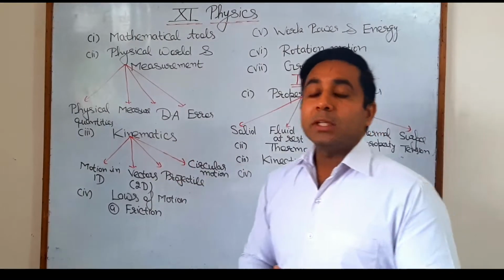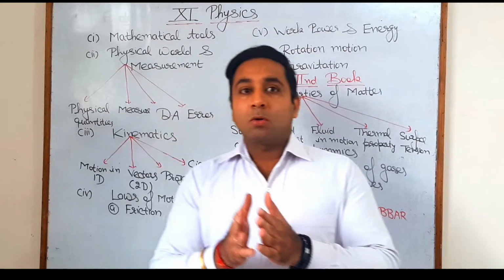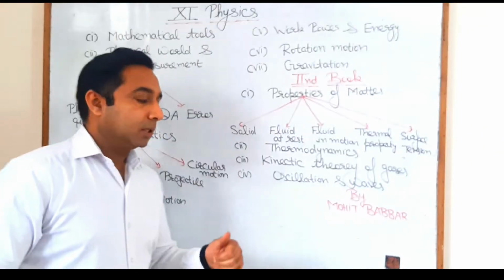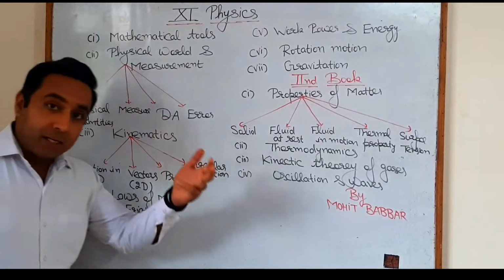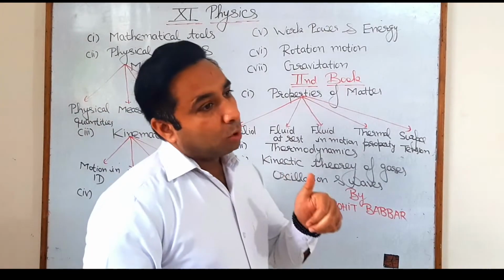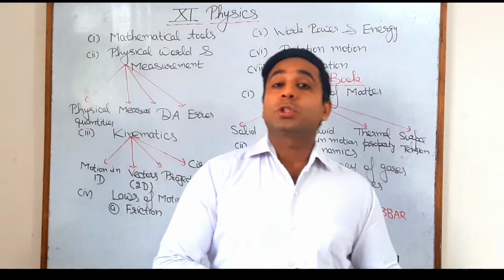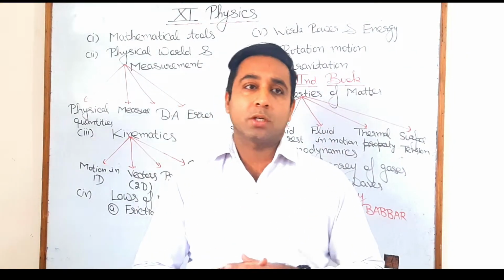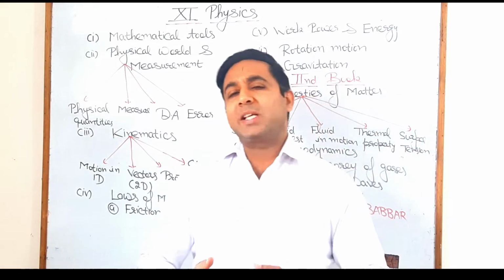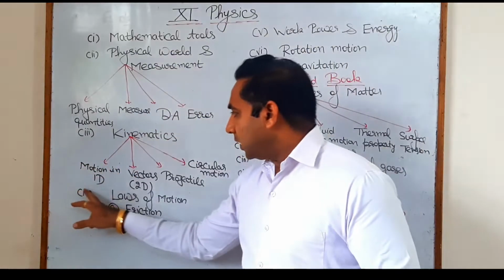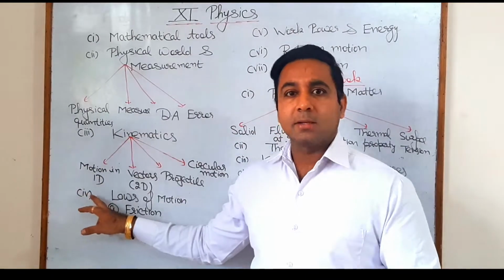Then move on to the next one, that is kinematics. You know the basics of this chapter, because in this chapter we again have to deal with 4 parts. The first one is motion in 1D, motion in 1 dimension. That's about speed, velocity, acceleration, distance, displacement, then the three equations of motion. So you know the basics of this part, motion in 1D.